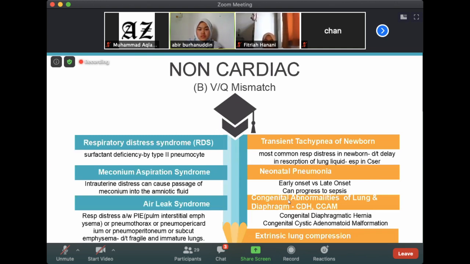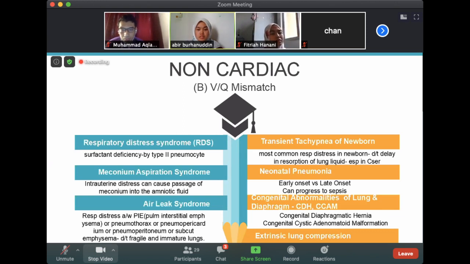Then congenital abnormalities of the lung and diaphragm, like congenital diaphragmatic hernia and congenital cystic adenomatoid malformation. In CDH, congenital diaphragmatic hernia, lung development is impaired in utero, which can also cause respiratory distress.